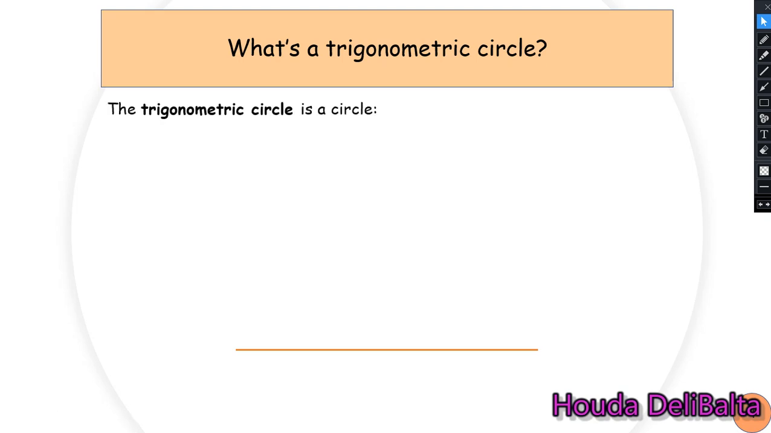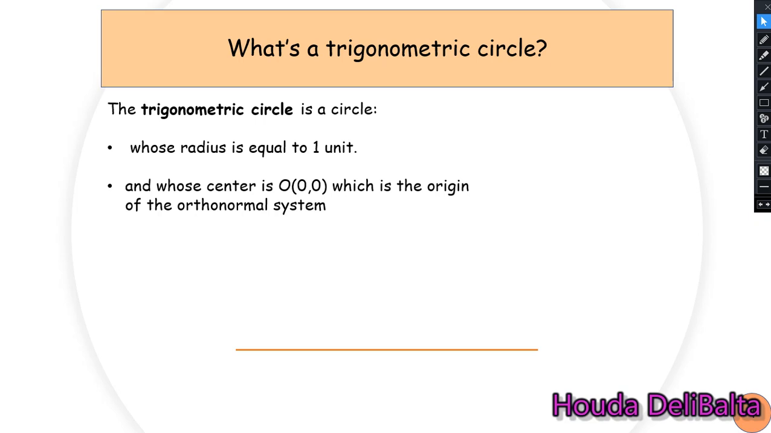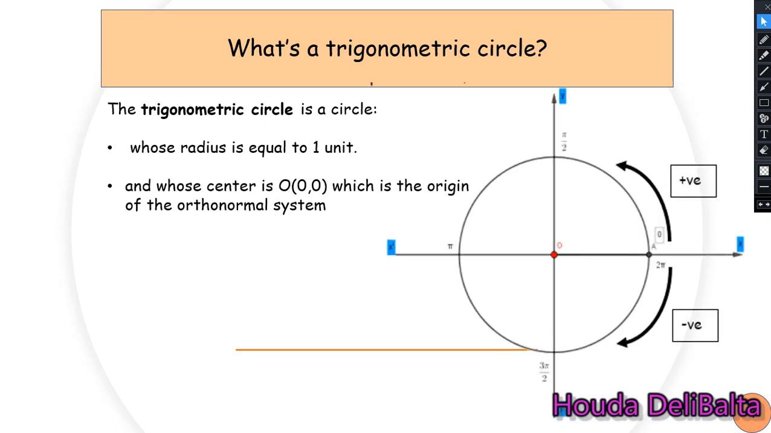The trigonometric circle is a circle whose radius is equal to 1 unit and whose center is O(0, 0), which is the origin of the orthonormal system. So as you see here in the picture, this is a trigonometric circle. Here is the x-axis, here is the y-axis. Here is the origin O, that's (0, 0).